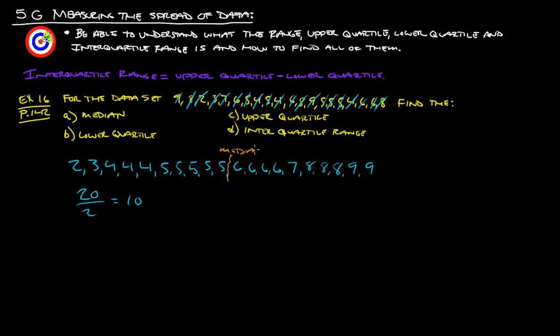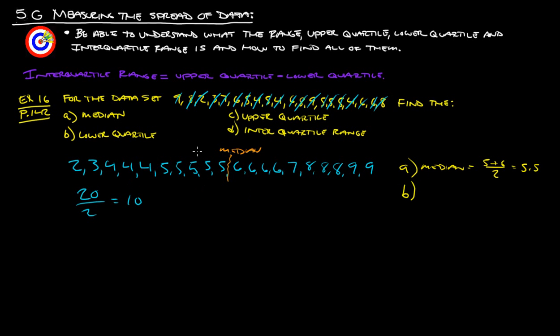So for part A, to find our median, let's do these all over here. So the median is going to be the average of 5 and 6, which gives us 5.5 is our median.